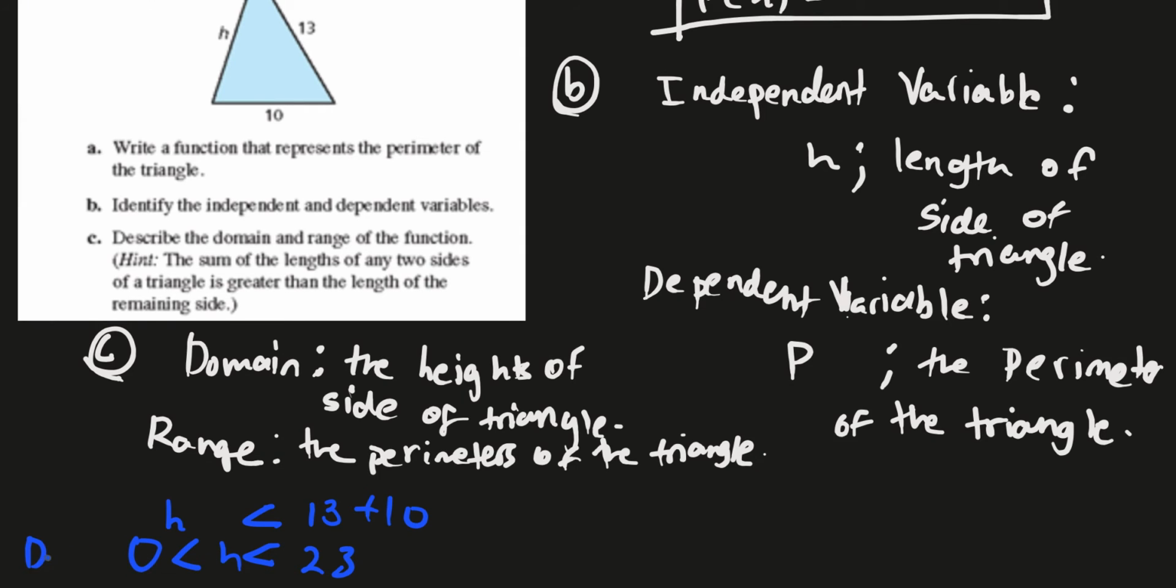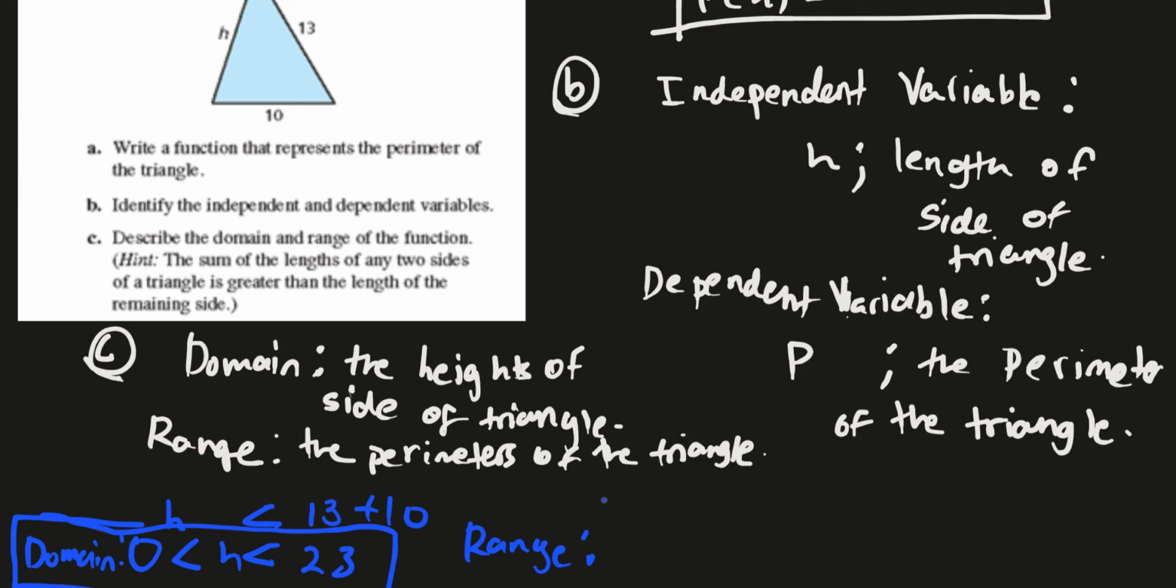This just makes sense, right? Don't think about it in physics terms. It just makes sense. You can't have a negative length. So this is our domain. This we can box in, and then the range is going to be the set of perimeters.